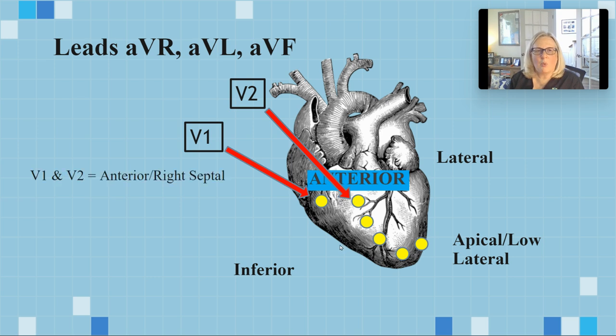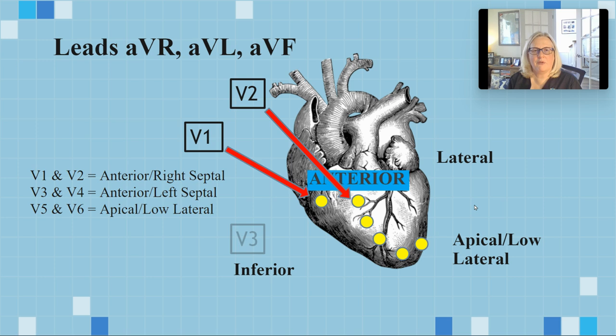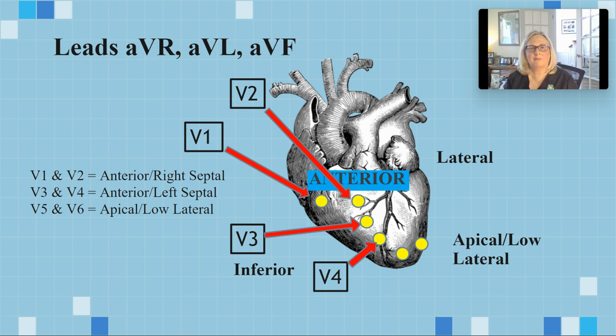Now, I want you to think about where the septum is. So the septum runs kind of like right down here. This is going to be your right atrium and your right ventricle, and your left ventricle, much larger. Your septum actually runs kind of like this. So V1 and V2 are going to be on the right side of the septum. Still considered anterior region, just on the right side of the septum. Okay. And then we have V3 and V4. They are also considered anterior. We're still in the front of the heart, except they're going to be on the left side of the septum.